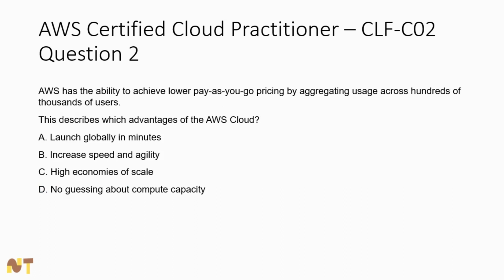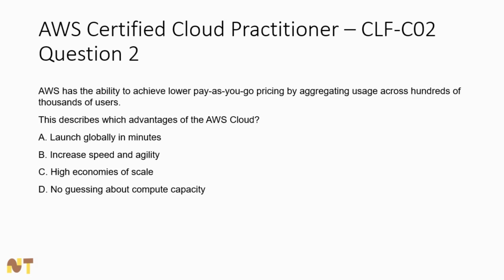Now, let's move on to the next question. AWS has the ability to achieve lower pay-as-you-go pricing by aggregating usage across hundreds of thousands of users. This describes which advantage of AWS Cloud? Options are A. Launch globally in minutes, B. Increase speed and agility, C. High economies of scale, and D. No guessing about compute capacity.